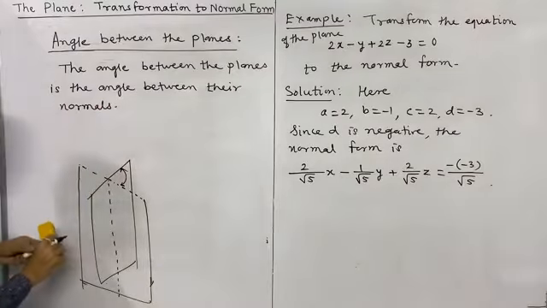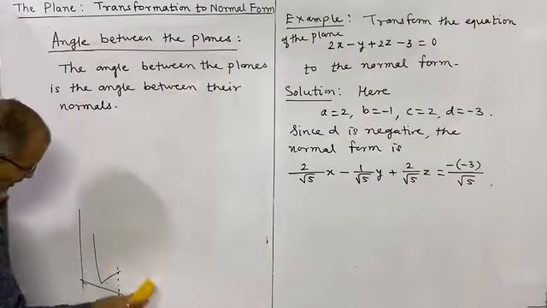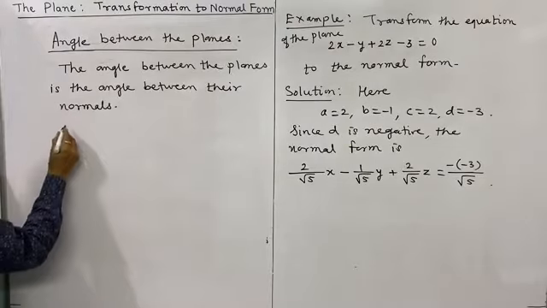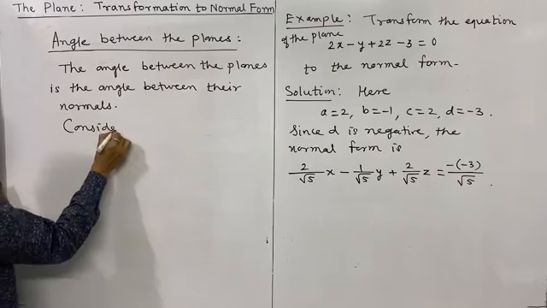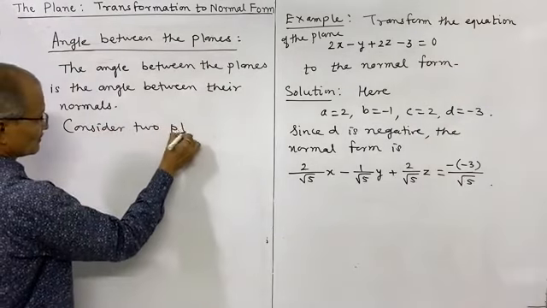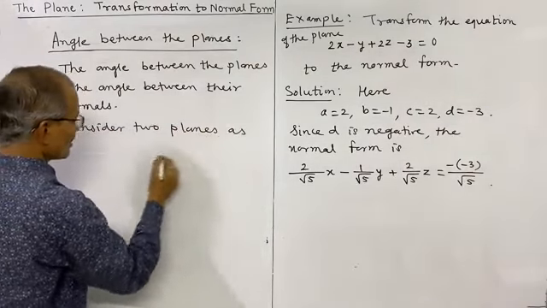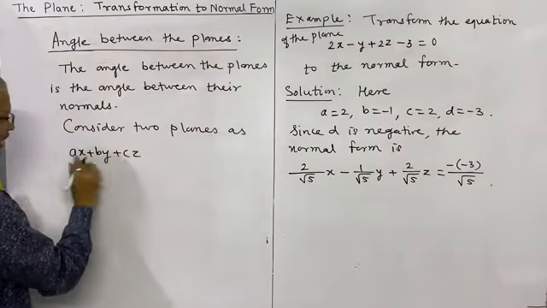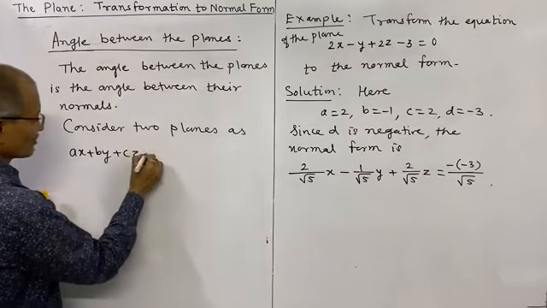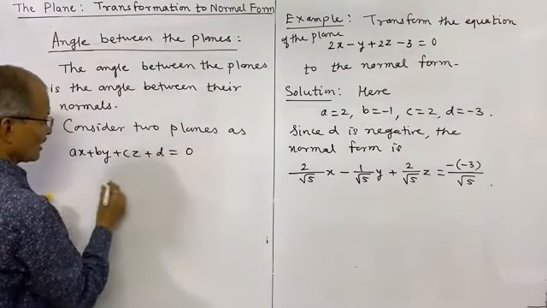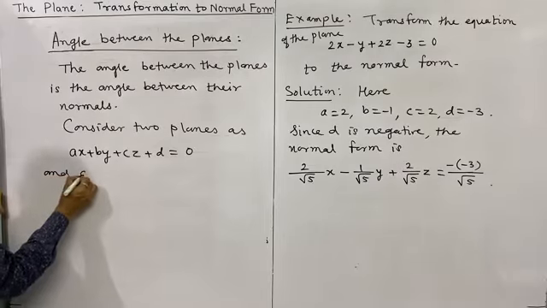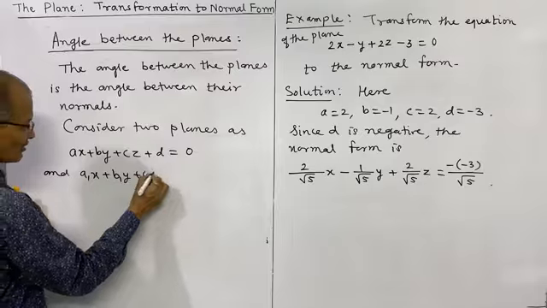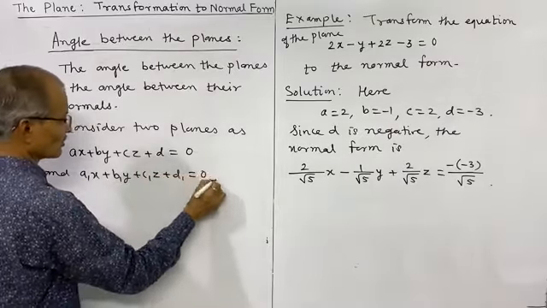Now we consider the two planes in general form. Consider two planes, say first in general form: a into x plus b into y plus c into z plus d is equal to 0, and another, we will consider suffix notation: a1 into x plus b1 into y plus c1 into z plus d1 is equal to 0.